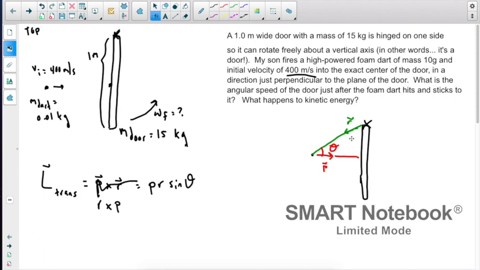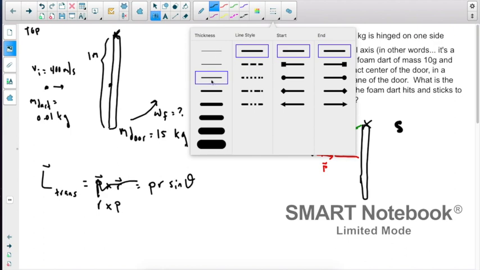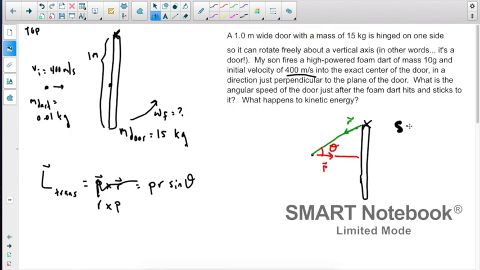Okay, so from this we can see that the sine of this angle is always opposite over hypotenuse, right? So I can say that the sine of theta is going to be, we could call this leg right here an L or something, so L over R. And if I plug that in here, the R goes away and I just get P, which is momentum, which is going to be mv, the mass of the dart, times the initial velocity of the dart, times L.